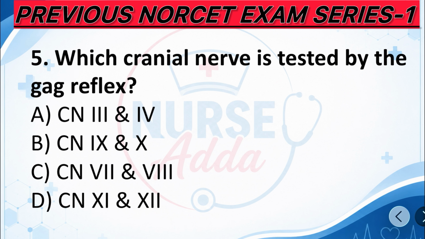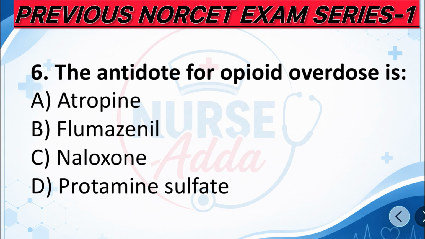Next question. Which cranial nerve is tested by the gag reflex? Cranial nerve 3rd and 4th, cranial nerve 9 and 10, cranial nerve 7 and 8, cranial nerve 11 and 12. The right answer is option B. Next question. The antidote for opioid overdose is atropine, flumazenil, naloxone, protamine sulfate. The right answer is option C, naloxone.